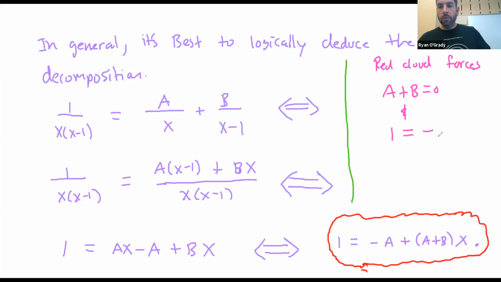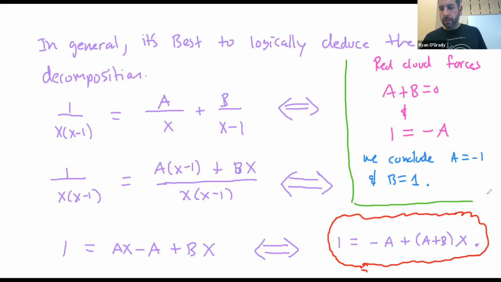times negative 1 to be equal to 1. Because if a plus b is 0, that term goes away. This term is not there. So then that means negative a equals 1. So the only conclusion then is, as we already guessed before, we conclude that a equals negative 1. And if a equals negative 1, b has to equal 1. So this is called matching coefficients, this method.